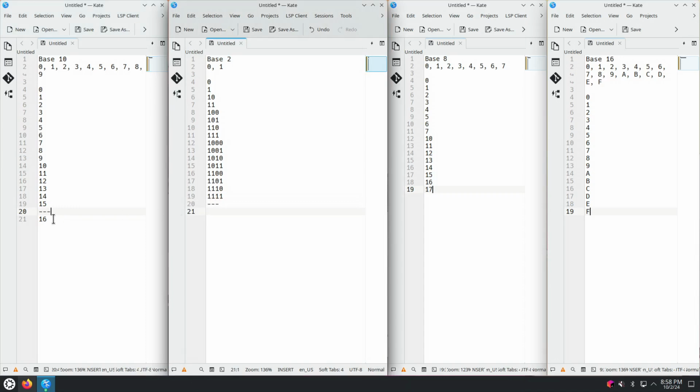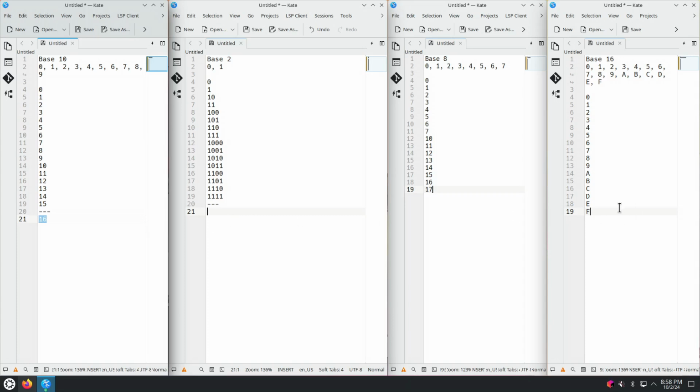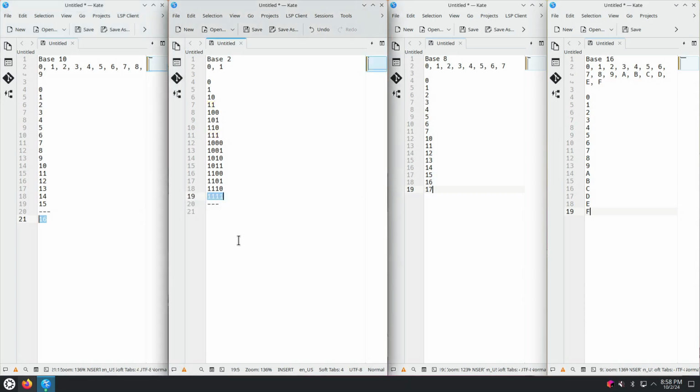16 is an important number in base 16. It's the smallest two-digit number. 8 is an important number in base 8 because it's the smallest two-digit number there. So that's a 1 and then a 0. Like this.